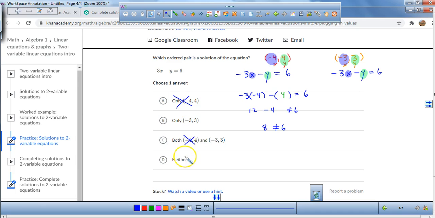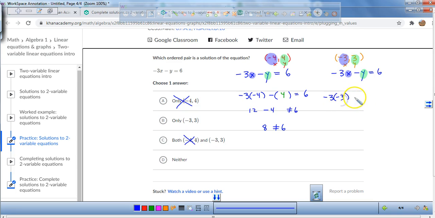So it's either going to be only or it's going to be neither. Let's check out the next one. I've got negative 3, open parentheses. What am I plugging in? I'm plugging in a negative 3, minus open parentheses. What am I plugging in? Plugging in a positive 3. And we're seeing if this is equal to 6. Negative times negative is a positive. 9 minus 3 equals 6. I like it because 6 does equal 6. So this one works, but this one does not. So I'm only going to choose answer choice B.